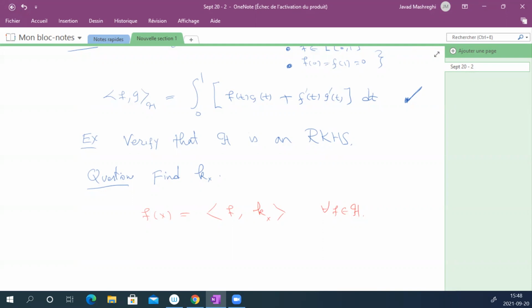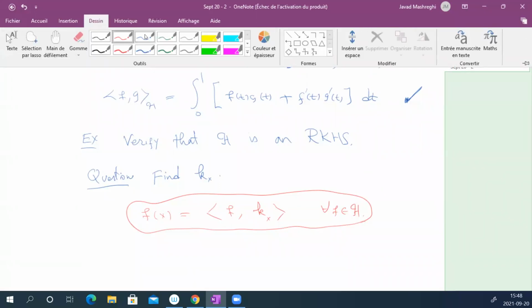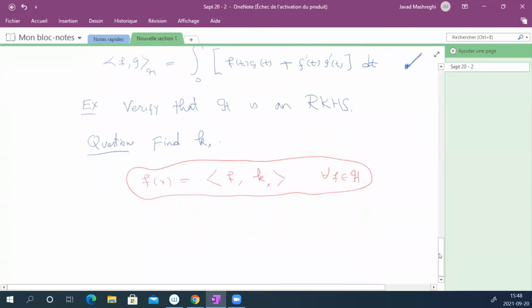Our starting point all the time is this one: f of x is equal to f inner product with kx. And now, as before, even though I have good boundary values, I don't use the boundary values, but I restrict myself to the test function. So f is a test function. It's much nicer than a general element of H. And now I want this to be true.